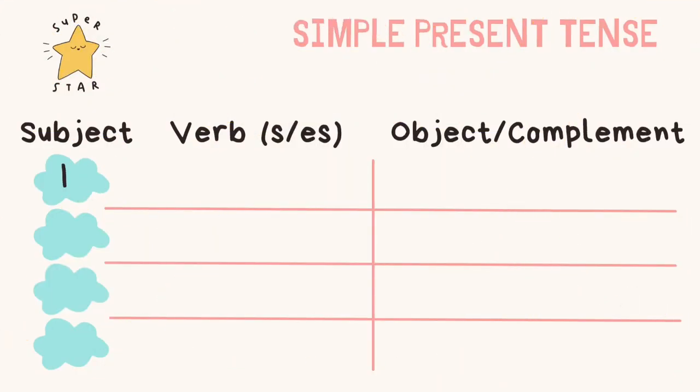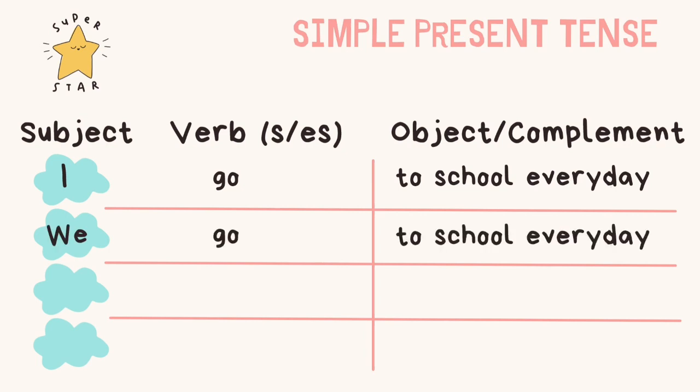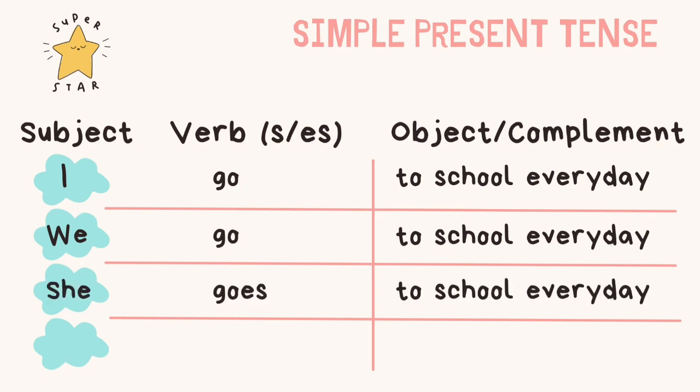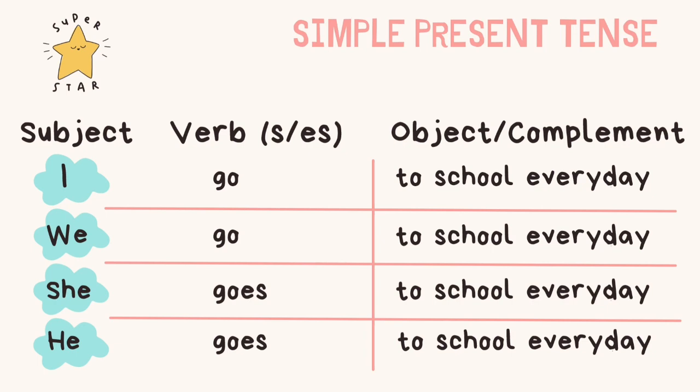And for example, I go to school every day. Saya pergi ke sekolah setiap hari. We go to school every day. Kami pergi ke sekolah setiap hari. And then, she goes to school every day. Dia perempuan pergi ke sekolah setiap hari. And the last, he goes to school every day. Dia laki-laki pergi ke sekolah setiap hari. As we can see in here, the verb from the subject she and he is add S or ES.